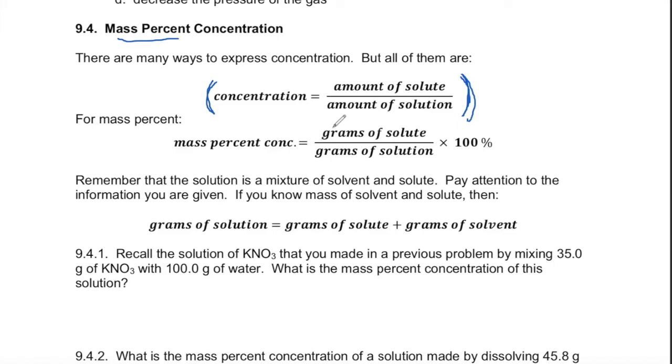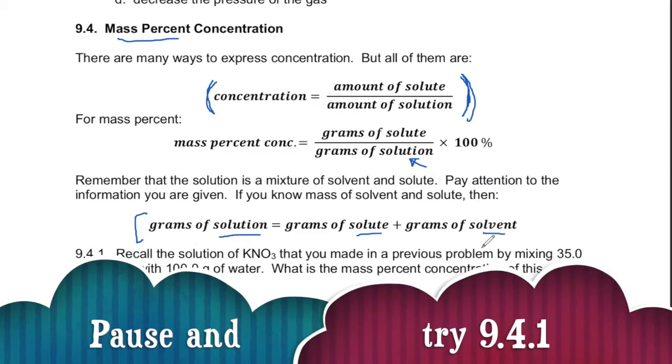So for mass percent, the amount of solute is expressed in grams, and then the amount of solution is also expressed in grams. And so out of the entire mixture, what percent of that by mass is solute? That's what we're telling people. Don't forget that we are talking about out of the entire mixture, how much solute we have. And so if you have been given the amount of solute and the amount of solvent, then you have to add them together to get the amount of mixture. This is a mistake that people often make, that instead of using grams of solution, they will use grams of solvent.